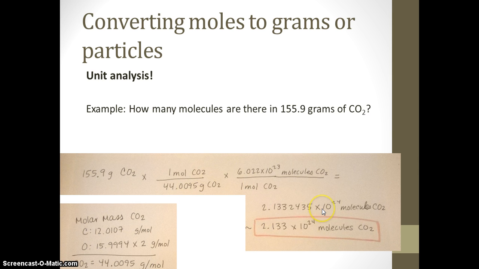this very large number, and we have to take sig figs into account. So 1, 2, 3, 4 sig figs. My answer will have 4 sig figs, so the answer is 2.133 times 10 to the 24 molecules of carbon dioxide. So that's how we solve problems involving mole conversions.